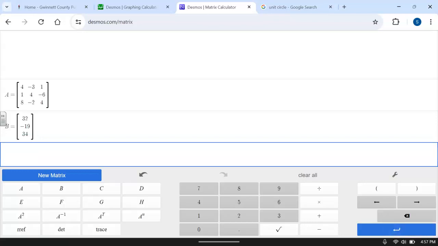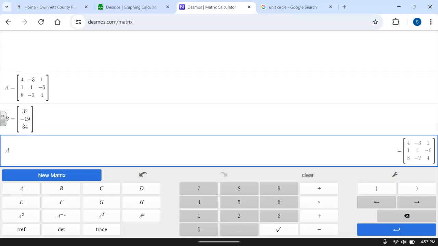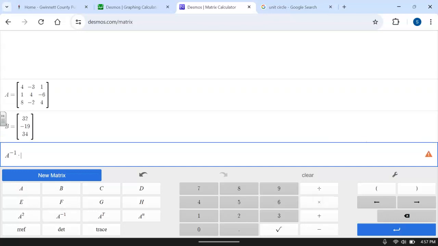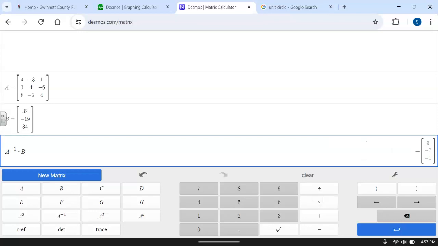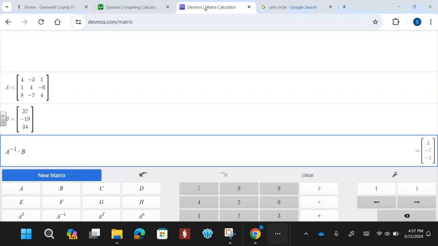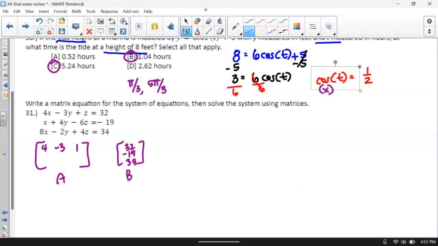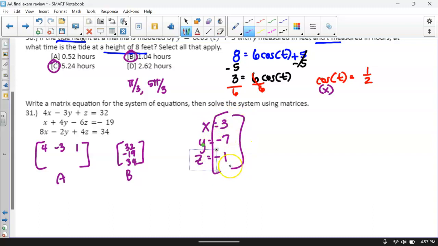So now, how do we solve? Do we just do A times B, A plus B? What do we do? We do inverse of A. So A to the -1 times B. And that's how you get the three answers. X is 3, Y is -7, and Z is -1. So that's how here you got to make sure to set up and solve. So X was 3, Y was -7, and Z is -1 from your matrices.